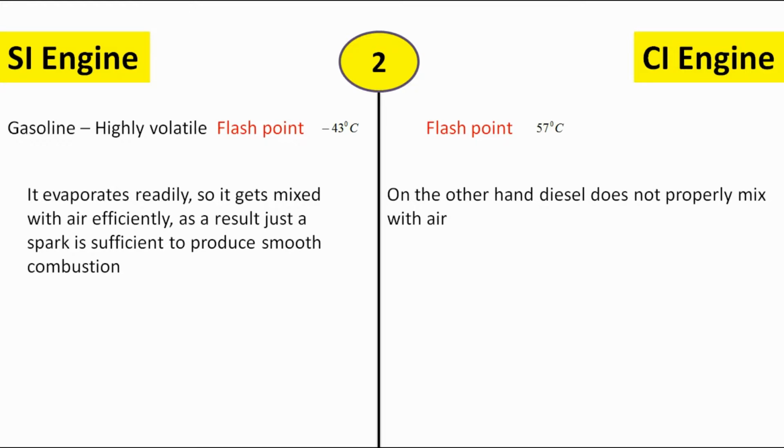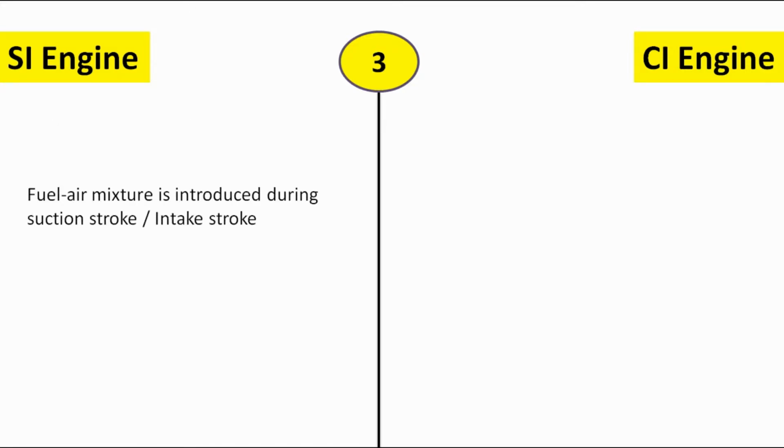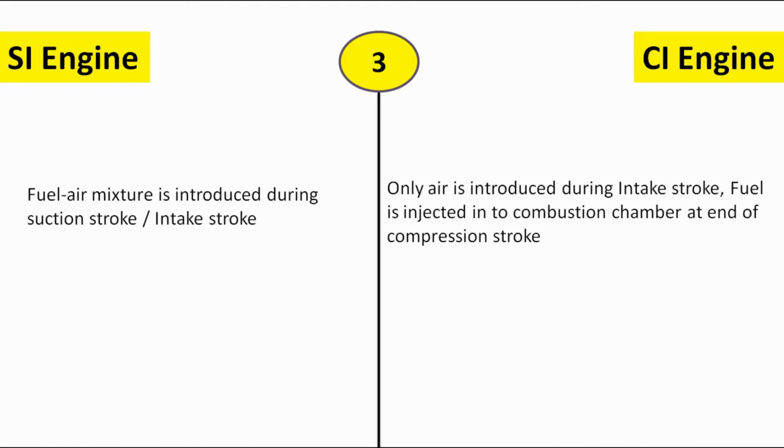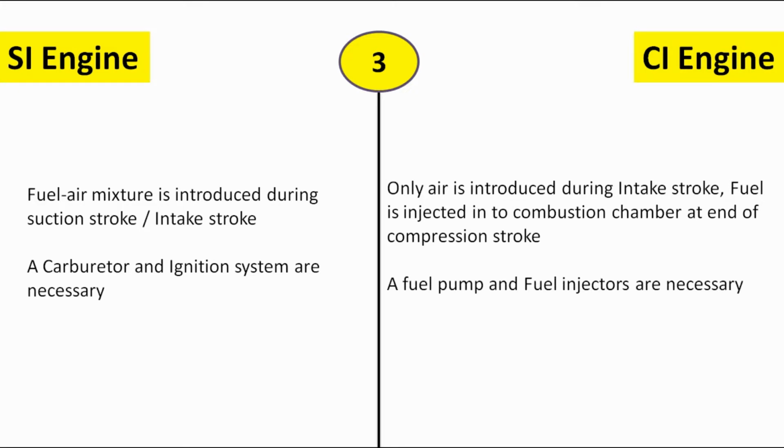In SI engines, fuel-air mixture is introduced during suction stroke or intake stroke. In CI engine, only air is introduced during intake stroke. Fuel is injected into combustion chamber at the end of compression stroke. For SI engines, carburetor and ignition systems are necessary. For CI engines, a fuel pump and fuel injectors are necessary. Modern engines have gasoline direct injection.